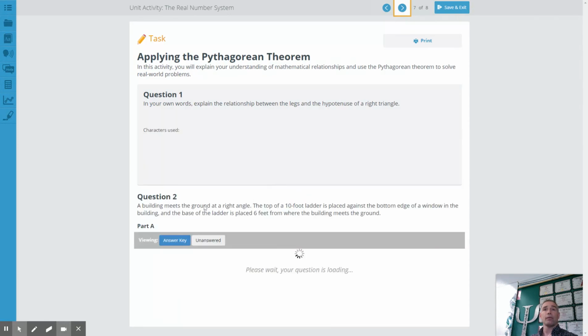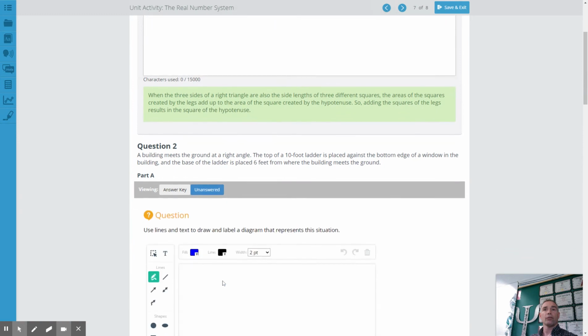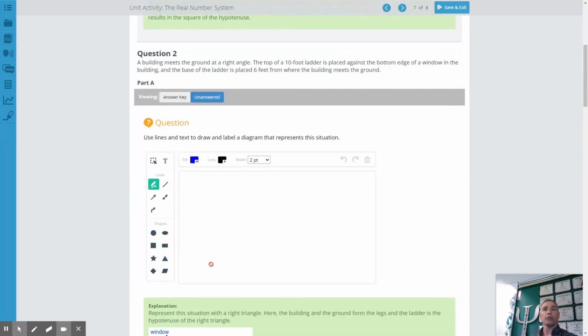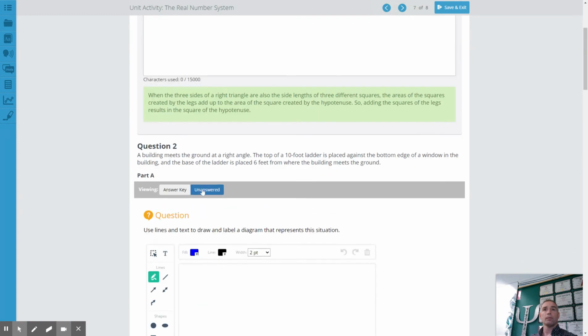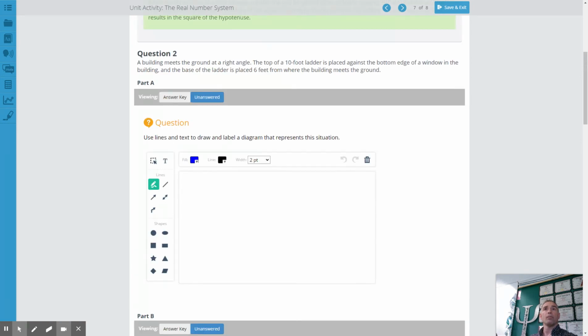So with that, we're going to have a little fun with these tools that you have access to. This question says the building meets the ground at a right angle. The top of a 10-foot ladder is placed against the bottom edge of a window in the building. The base of the ladder is placed 6 feet from where the building meets the ground.